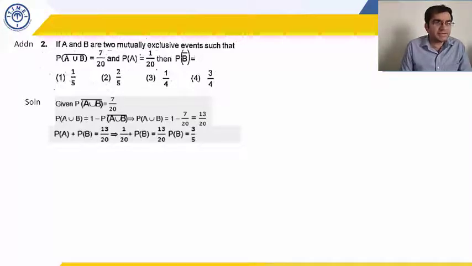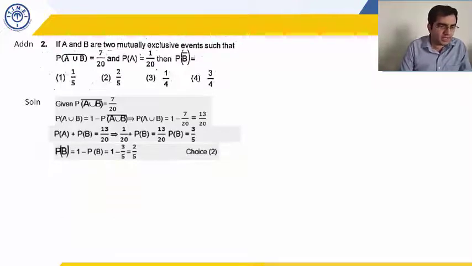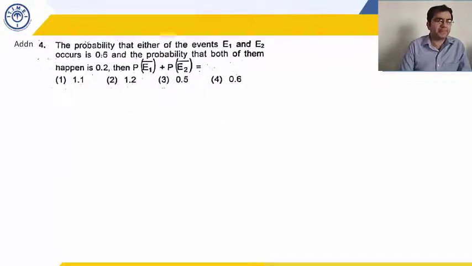So like I said, you needed to know nothing extra for this question. Whatever was told was sufficient. Okay, let's move. We are just finishing up the topic now. So P of B complement becomes 1 minus P of B, that is 2 by 5.